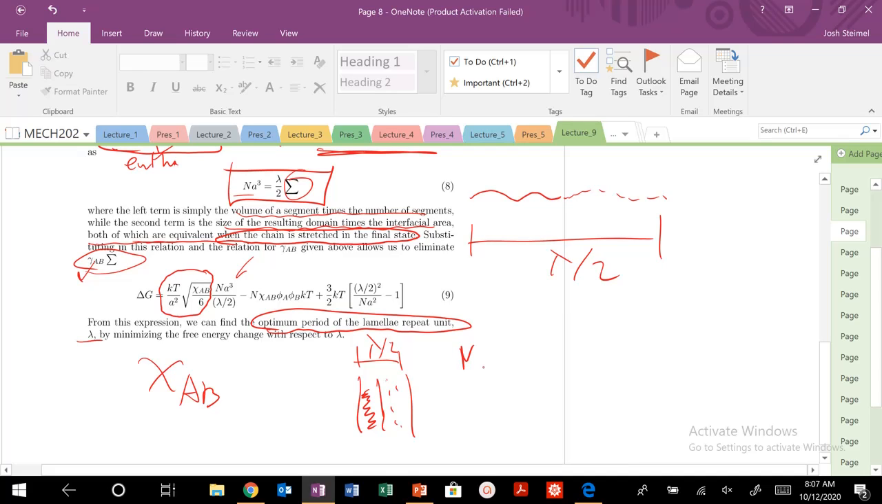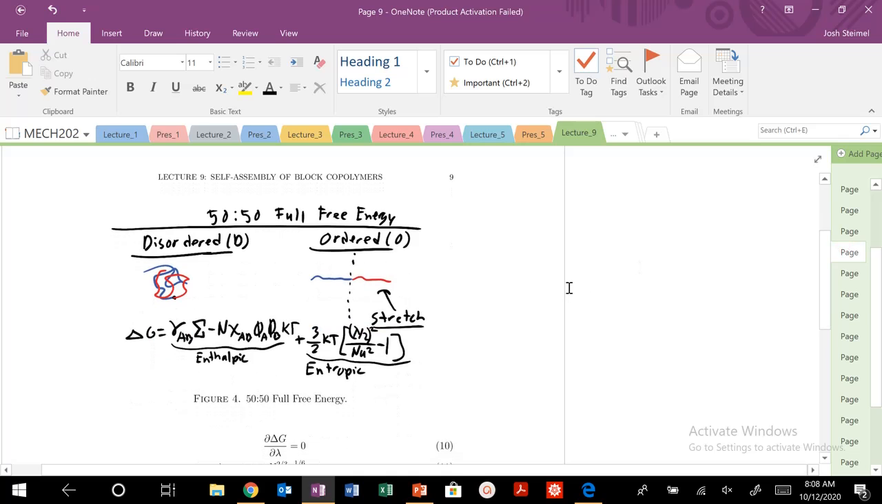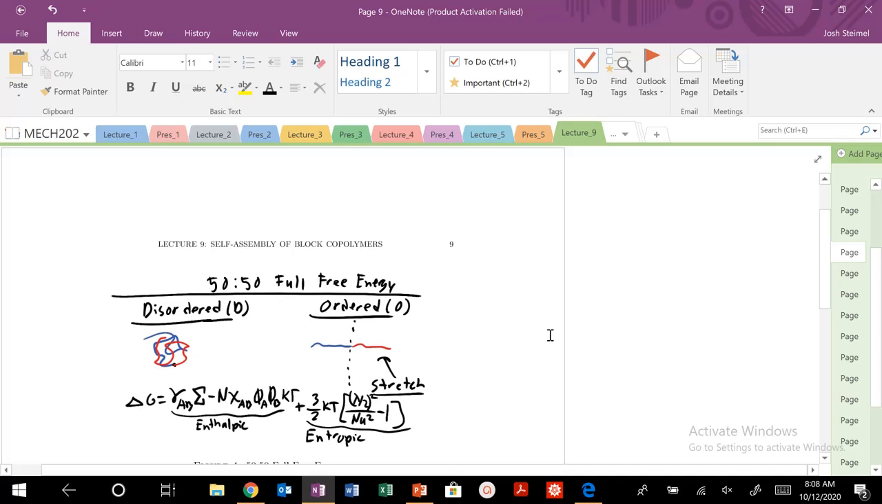how is my period going to change? And also, the other critical question is, when will I phase separate? When will I microphase separate? Those are two critical questions that we want to answer with this derivation. So let's keep going for a little bit further. But first, before we get into finding that period, which is going to be a little bit mathematical, let's take a big step back. So this is my full free energy contribution.